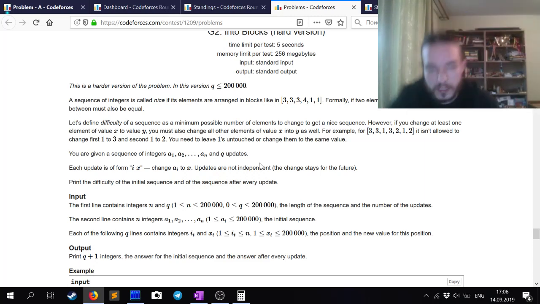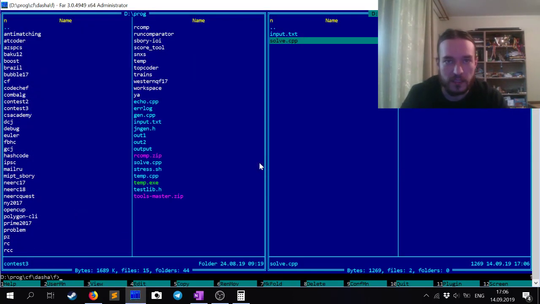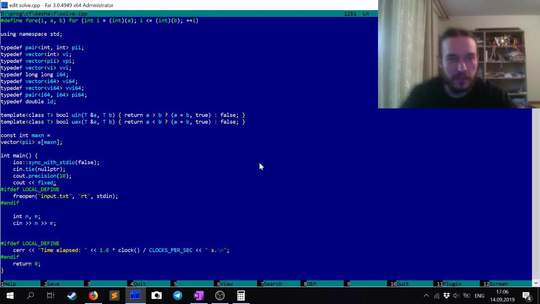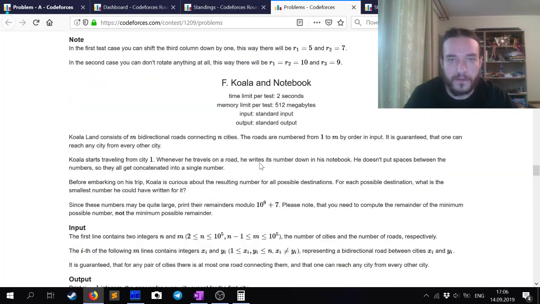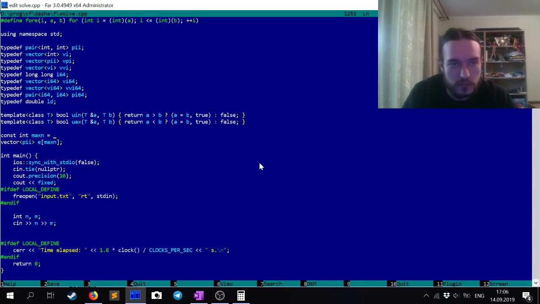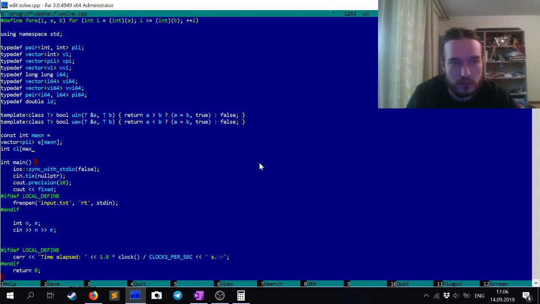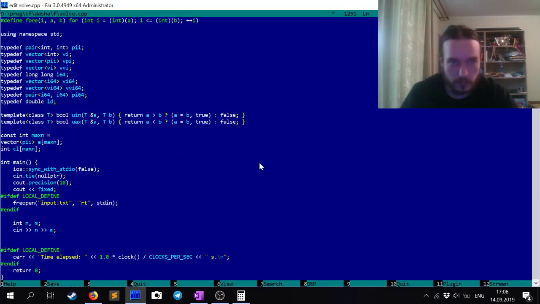Okay, so is the cam on? Cool. So F is easy. We have to basically do some sort of BFS, but be careful about layers, and we also want to split the edges, because they correspond to multiple digits.